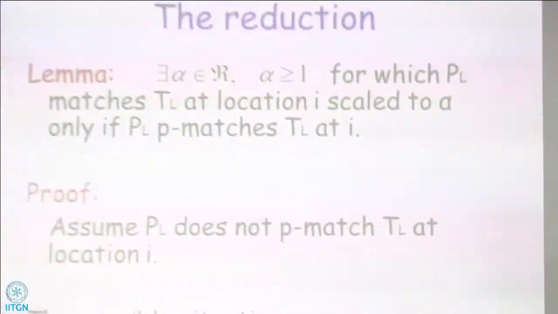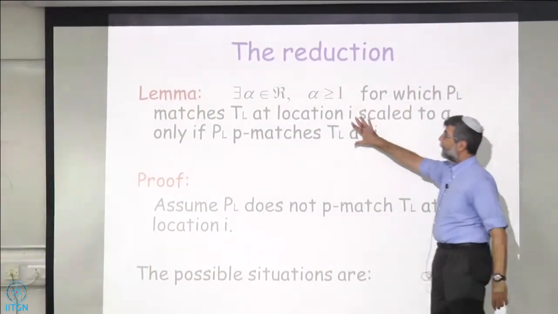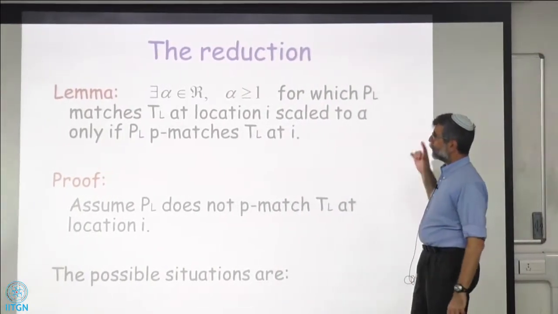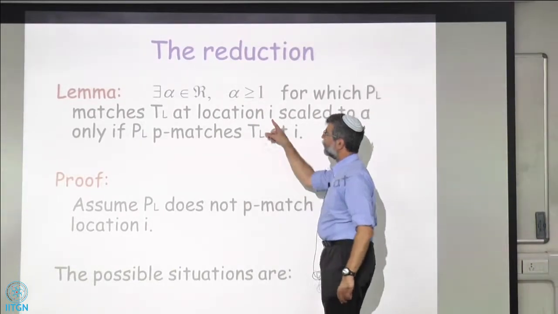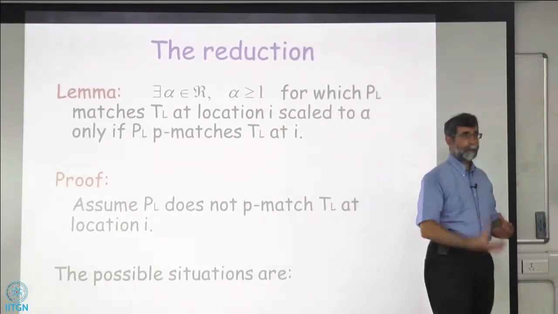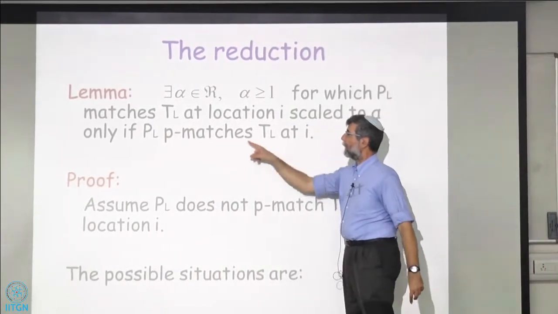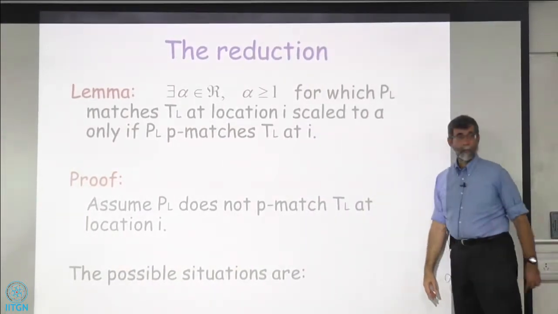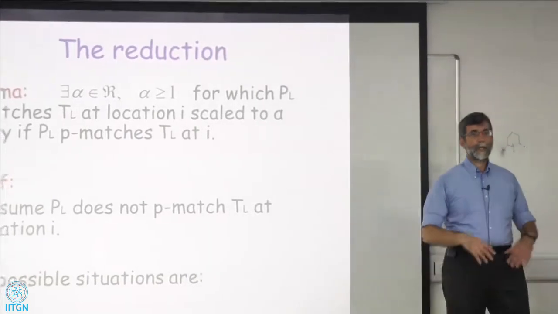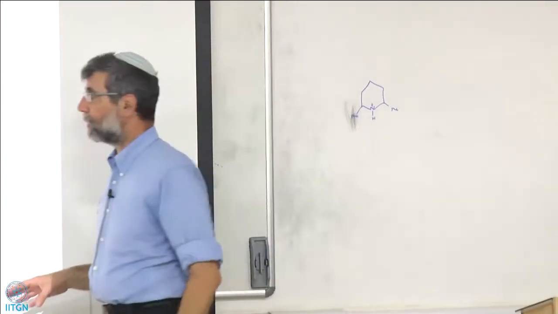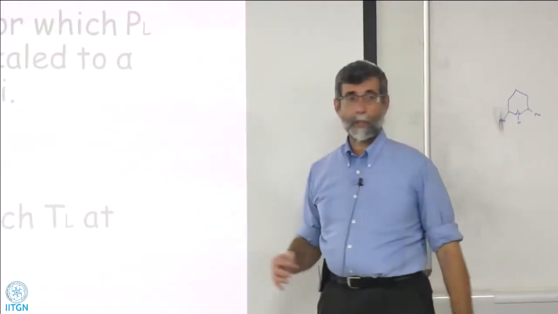Okay, so here comes the key lemma that is going to help us do this. The lemma says that there exists a real alpha greater than or equal to 1 for which PL matches TL at location I, in other words, by the scaled matching, scaled to alpha, only if PL parameterized matches TL at I. So in other words, if it doesn't parameterize match, it's not going to scale. If it parameterized matches, maybe yes, maybe no, but certainly all the places that don't parameterize match aren't going to scale. So that's what we need to prove.